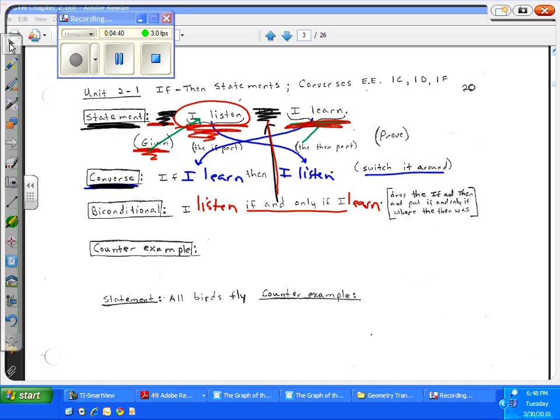Now, a counterexample would be something that proves it wrong, and if there is a counterexample, we're really not supposed to write a biconditional. We just needed to show you how to write one. So an example would be Fred listened but did not learn. Maybe Fred couldn't hear. Maybe Fred just didn't understand. Any questions on that?